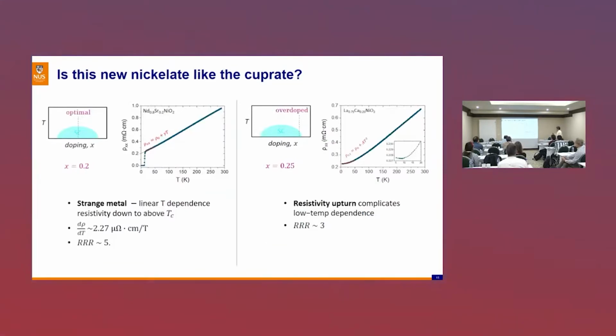So if we look at the resistivity behavior, this is in the case of the optimally doped. So it shows this strange metal behavior, linear in T dependence, like what we have also in the cuprate. But if we look into the overdoped regime, it's a bit more complicated. So within a particular regime, which I don't show here, you can fit with a different dependence on temperature. But dominantly, as you can see here, at very low temperature, you have this upturn, which is different than what we have in the case of cuprate.